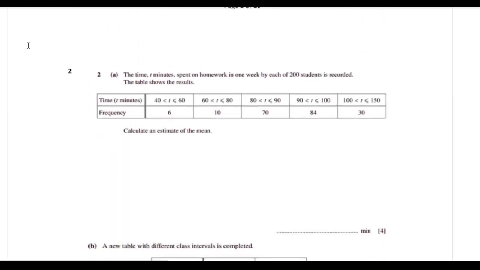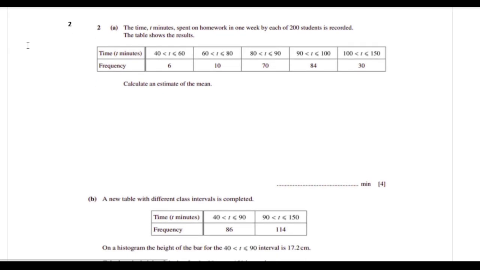Now the second question, the time T minutes spent on homework in 1 week by each of 200 students is recorded. The table shows the result. Now calculate an estimate of the mean. Now see here, when we find the mean, what we do, we multiply the frequency. I have to find the mean of this time, so I will multiply the time.